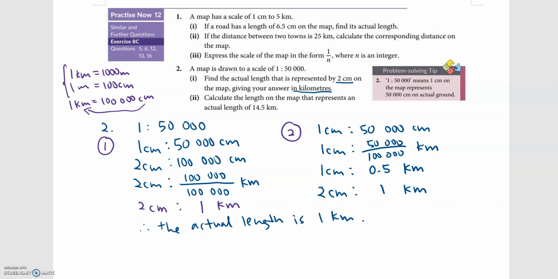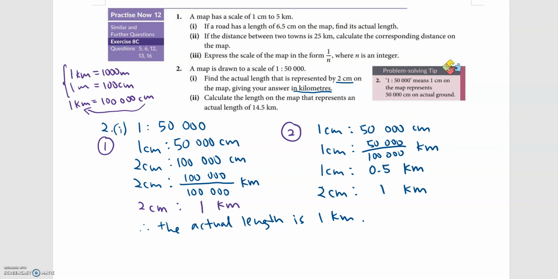Now there are pros and cons for these two different methods that I've shown. Generally, if the question wants me to be working in kilometers, I might be able to keep the numbers a bit smaller by first changing the cm to the required kilometers, and then continuing with my working.